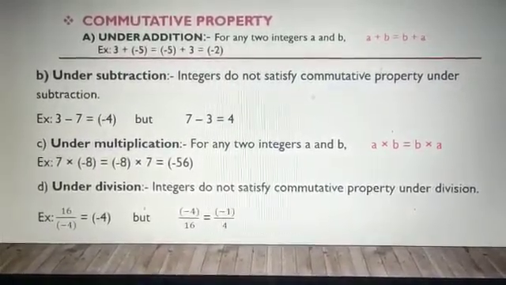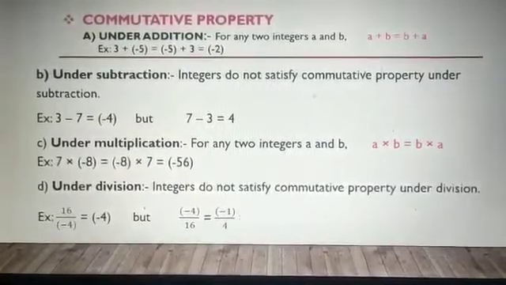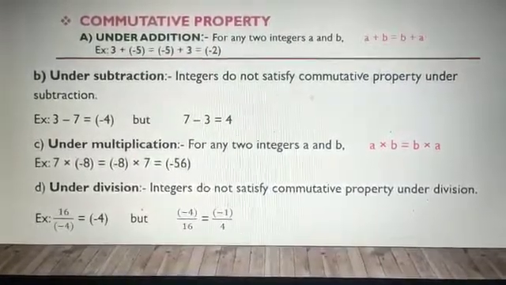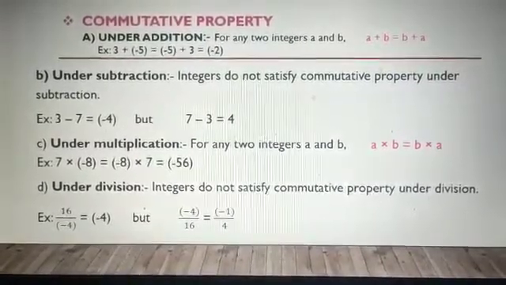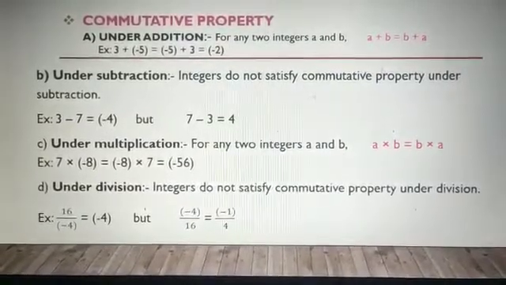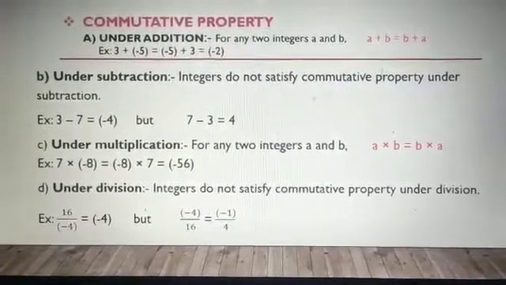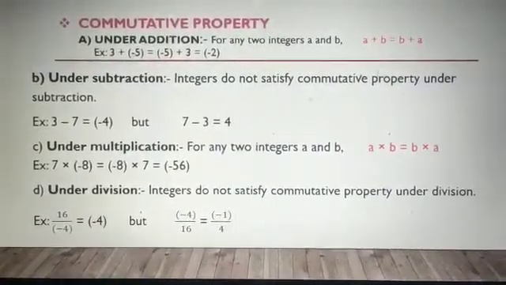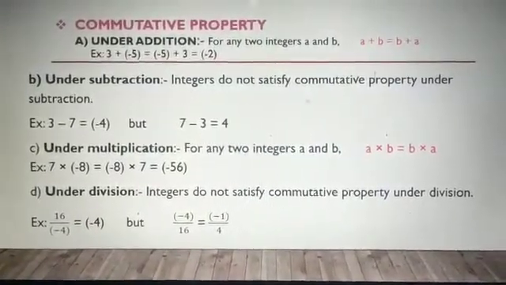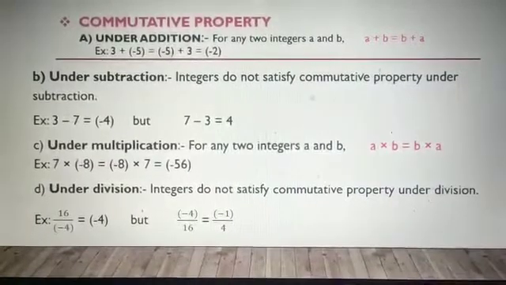That is, 3 minus 7 is not equal to 7 minus 3. Now under multiplication, for any two integers a and b, a into b is equal to b into a. That is, we can multiply our integers in any order. 7 into minus 8 will be equal to minus 8 into 7, which is equal to minus 56.